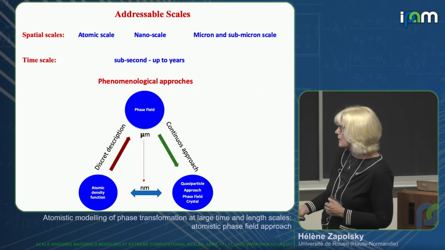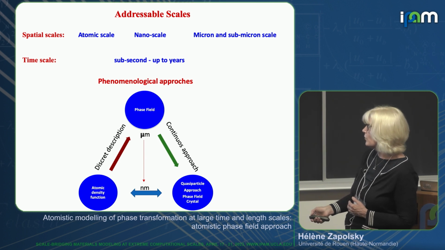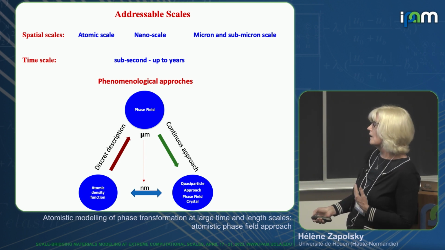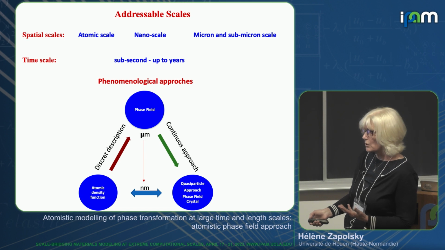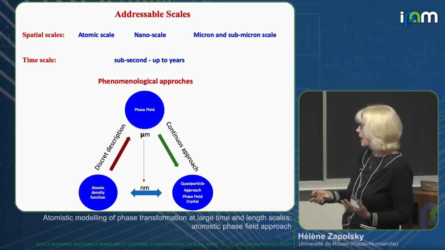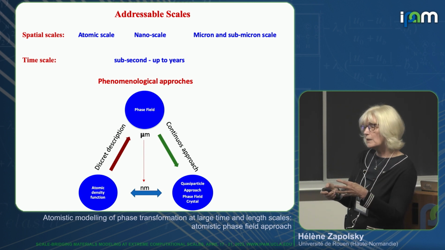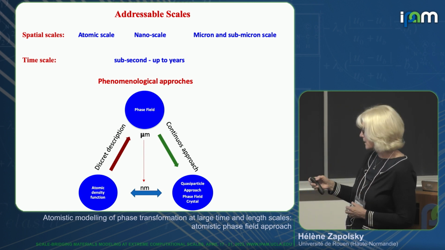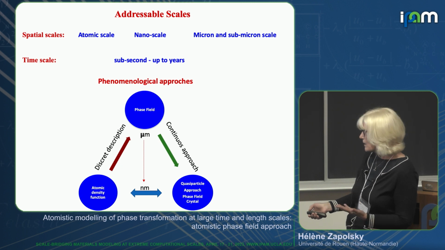But we can do this also in a different way. We can go from the discrete description, using the atomic density function, and go in this direction and also produce a method which is able to work at macroscopic scale and in continuous space. So we call this the quasi-particle approach.